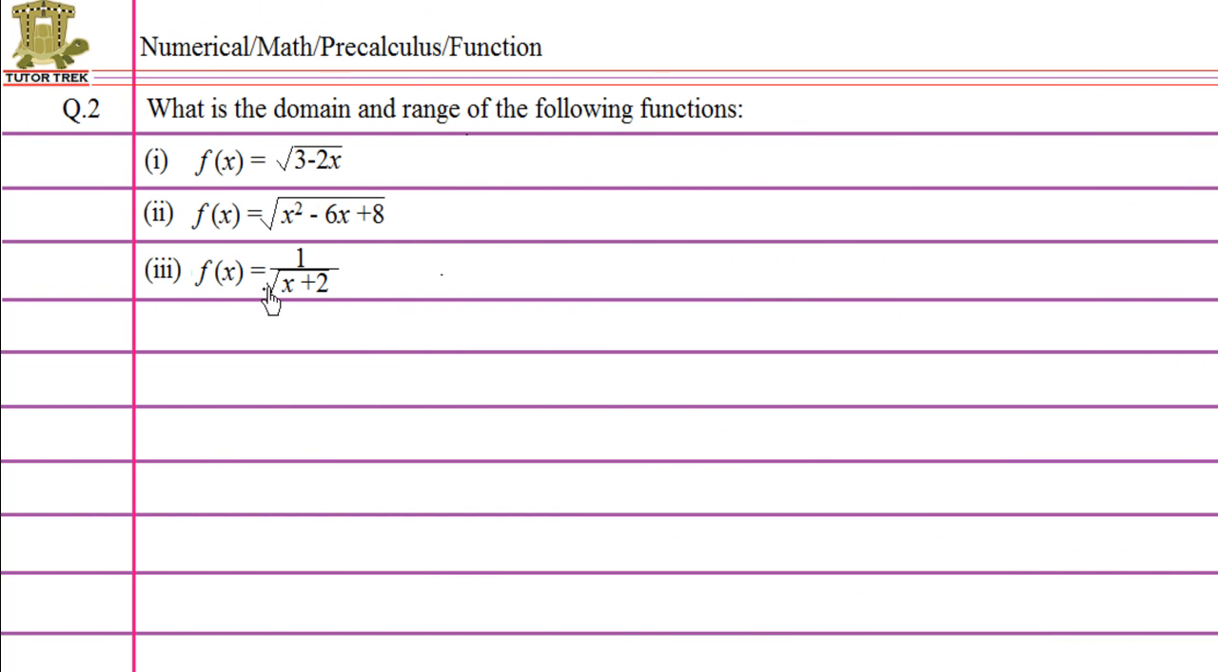Now the third sub-question, let us see the solution of this question. We have the third question, f of x is equal to 1 over square root of x plus 2. If there is anything in a square root in the numerator, we know it should be greater than or equal to 0. If it is in the denominator, it should be only greater than 0, because if it is equal to 0, then 1 by 0 is infinite, that is not defined. So x plus 2 must be greater than 0.